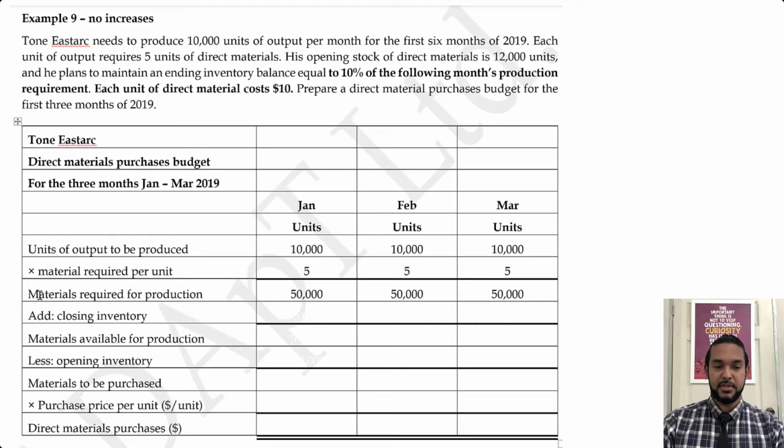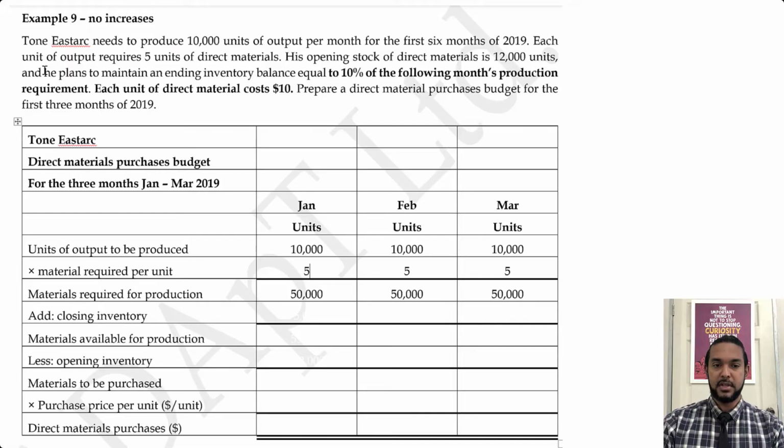Cool. So this row here tells us the materials required for production, which we got once again by multiplying the number of units we intend to produce by the quantity of materials per unit that is required. Now, what did we do after that? We looked at the closing inventory. Do we want any closing inventory?